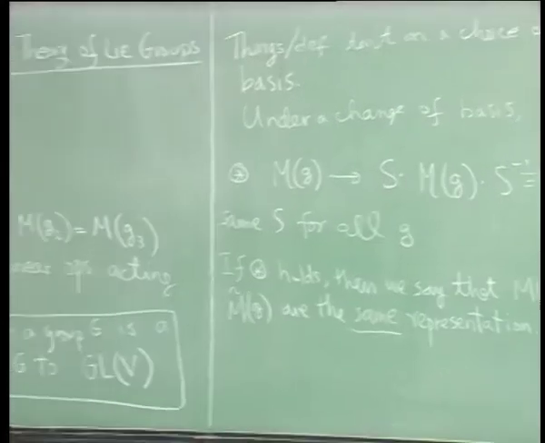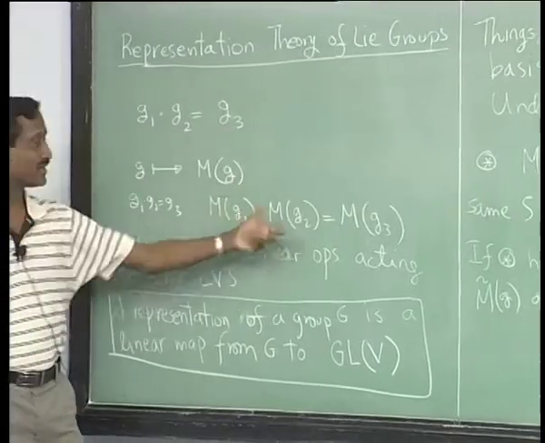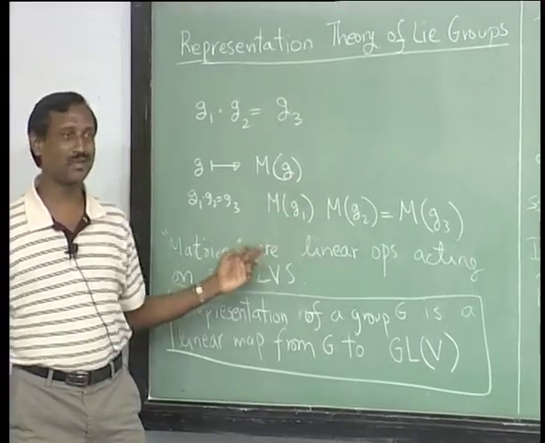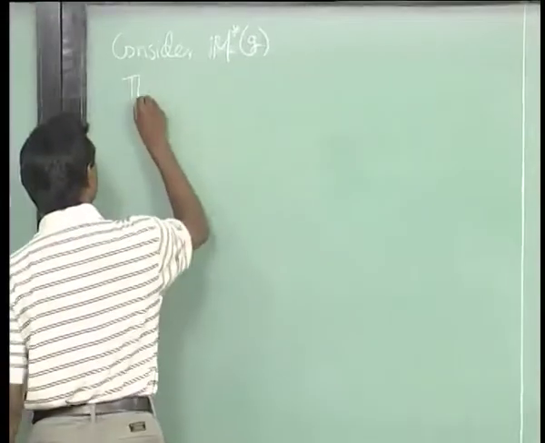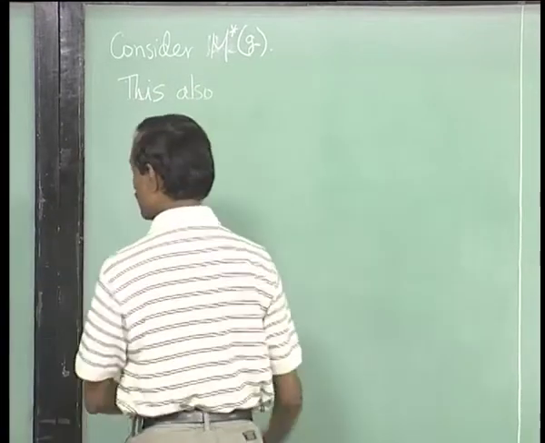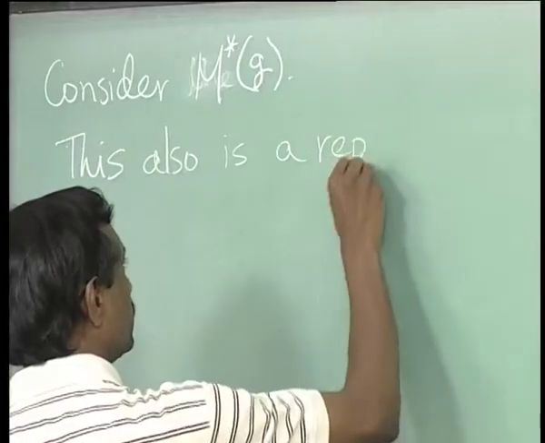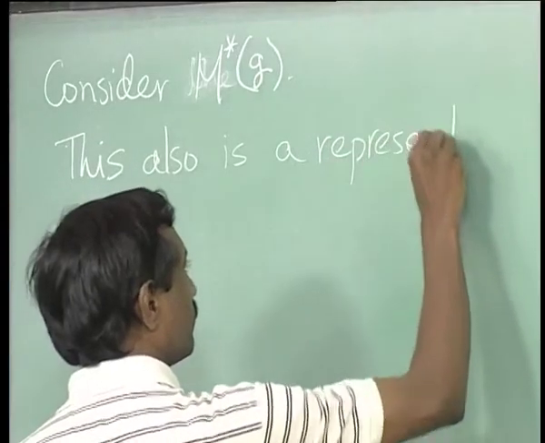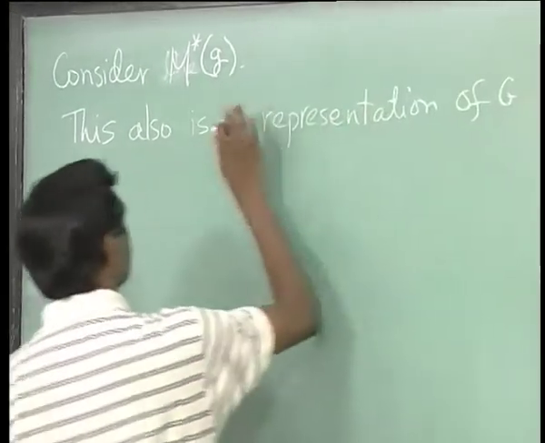So, you just take star of this, and nothing happens. No, we are not doing dagger or transpose, otherwise the order would change. But if you are just taking star, you can see that this also is a representation of G.